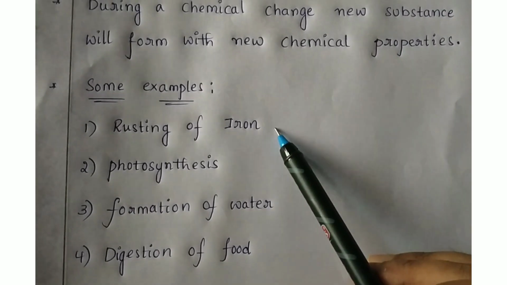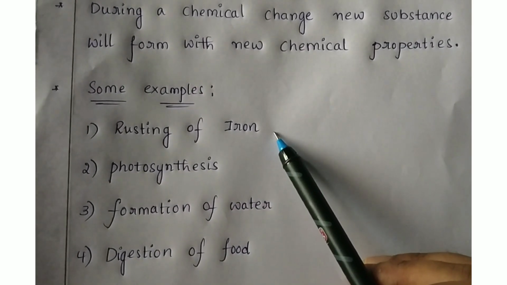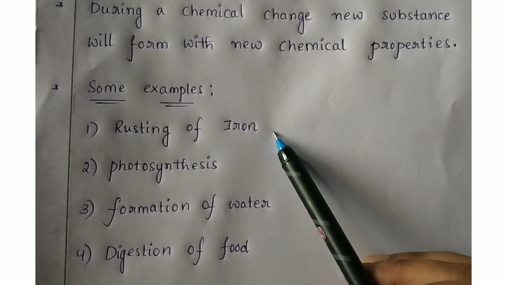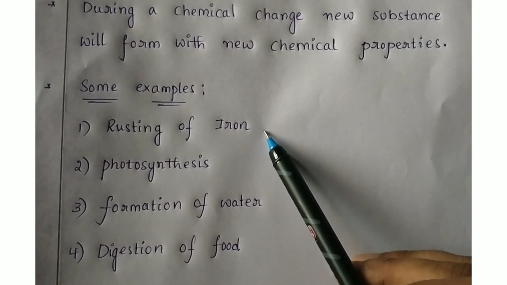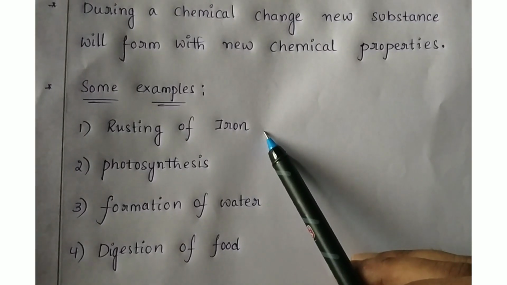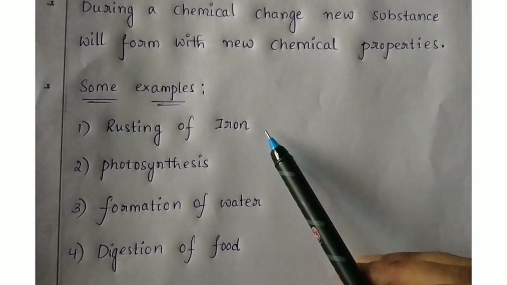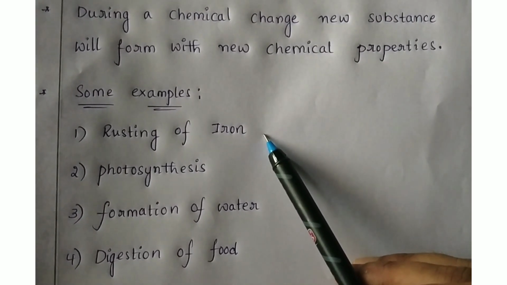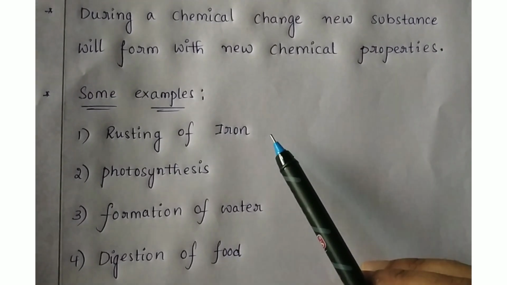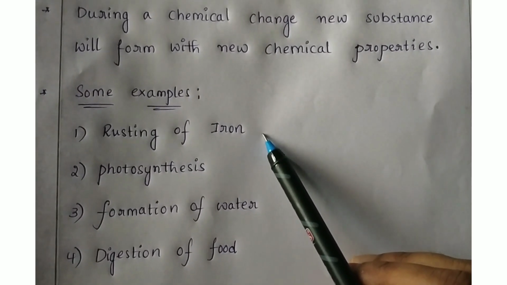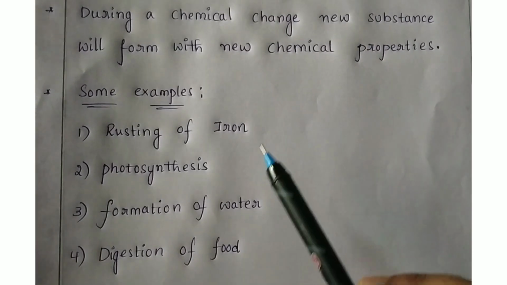If we take an iron article, in the presence of atmospheric moisture and air, the iron article will be damaged. The rusting of iron will take place. The rust of iron is the chemical substance iron oxide. Iron oxide is the new substance formed by the reaction with atmospheric moisture and air. Iron is damaged. That is called rusting of iron.